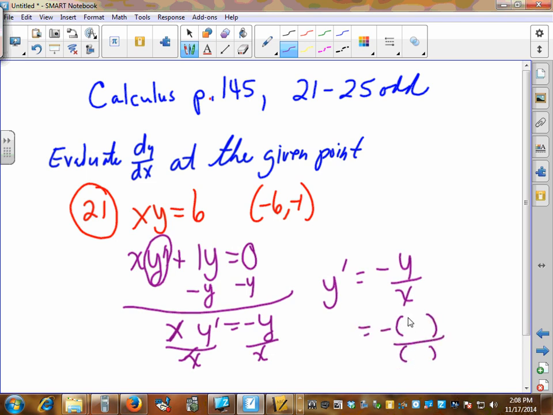So we just plug in our numbers. Y is negative 1. X is negative 6. Opposite of a negative is positive over negative 6, so we're going to get negative 1/6. If we were to view the graph of this expression at the point negative 6, negative 1, would that graph be increasing or decreasing? And of course, we know the answer, it would be decreasing since the derivative is negative.